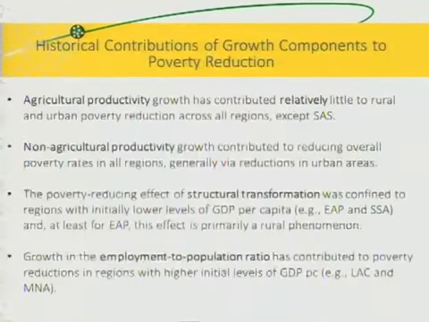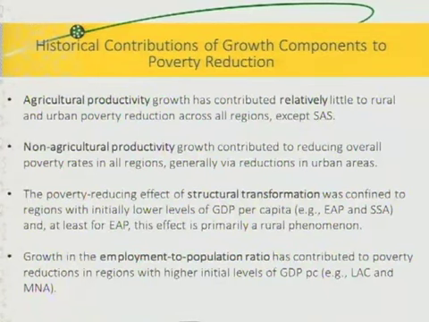One thing we try to see here, before we get to the implications of this finding, is some historical contributions analysis. Because the initial one was a global regression, we try to see an attribution analysis in terms of each region, what are the relative effects of these different components. And the conclusion we come to is that agricultural productivity growth has contributed relatively little to rural poverty reduction, historically, in most regions except for South Asia.